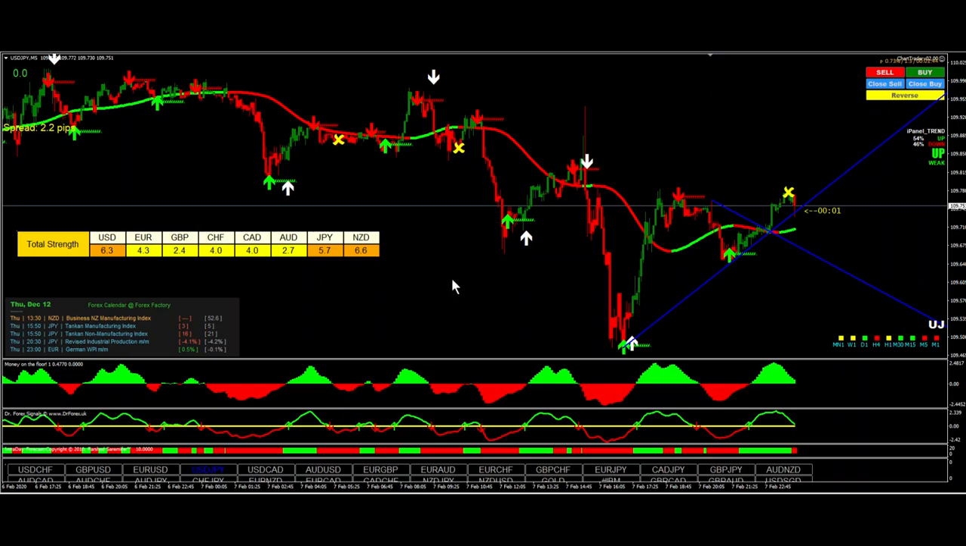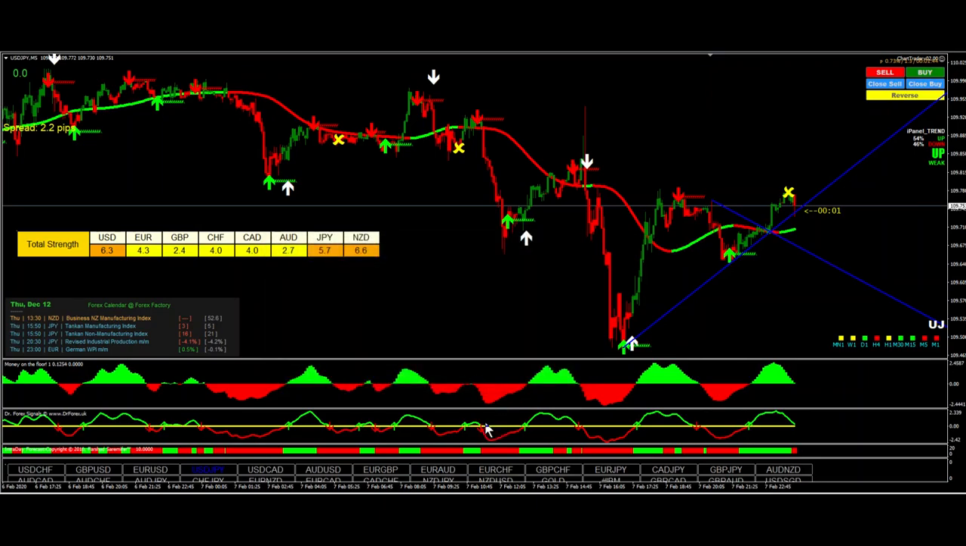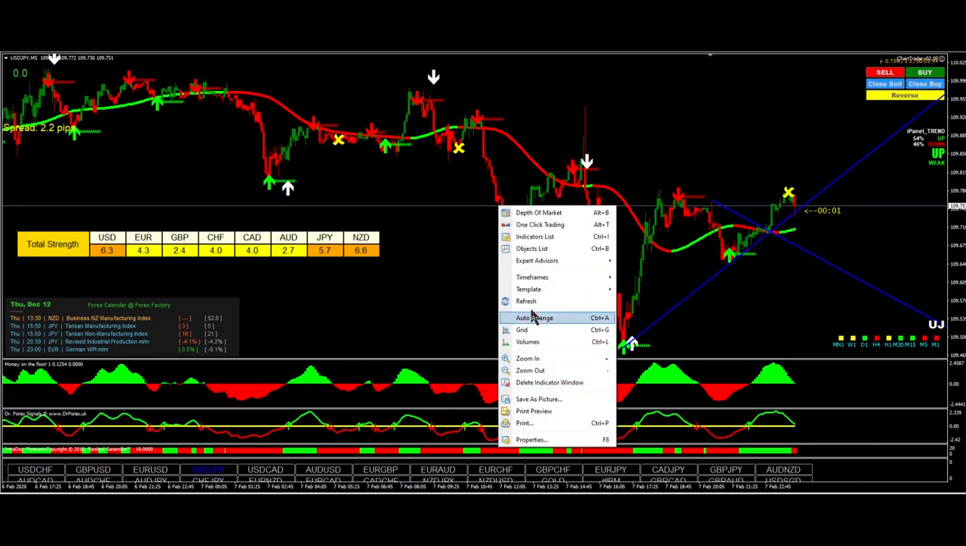Now the parameters on everything. This one here is 25, 0, and it's false because we don't want the fast move or the signals or nothing. If you put it on there, you won't like it. You'll take it off. Trust me. And down here, there's nothing to change. It stays the same. This one here is going to be 7.